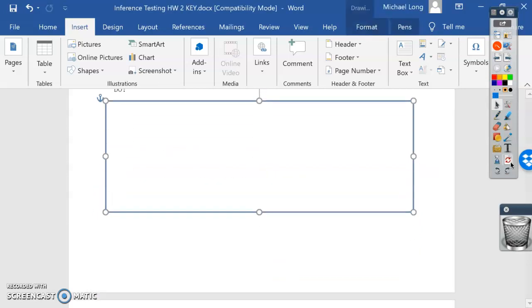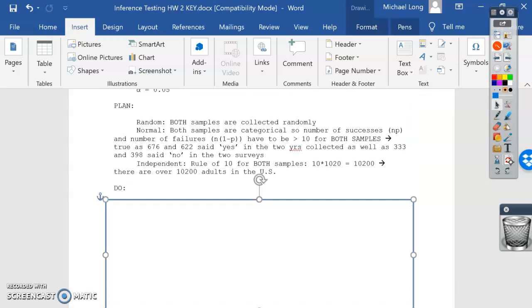Okay, so the plan, our same three famous categories: random, normal, and independent. The difference is that we have to actually show that both samples are random, both samples are normal, and both samples are independent. So we actually have to make sure we mention that both of them, and that's why you'll see in all 3 of these where the word both has been capitalized.